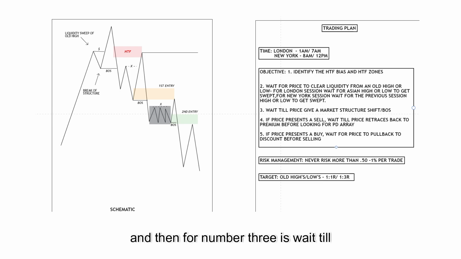And then for number 3, wait till price gives a market structure shift or a breakup structure. Just like I stated, we always wait for price to give us market structure shifts or breakup structures to the downside or the upside before we start looking for a certain zone. We never just want to take the trade without confirming a liquidity sweep or a breakup structure to be in place. That will give us a more confirmed scenario for our entry. So that's number 3.